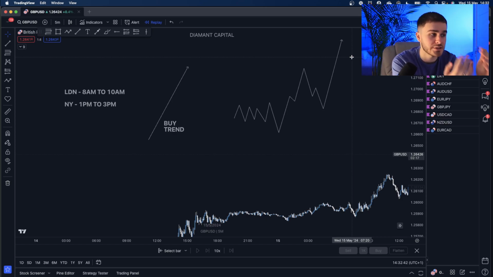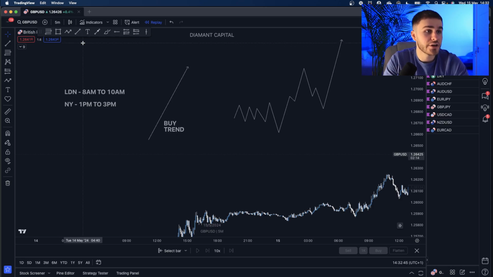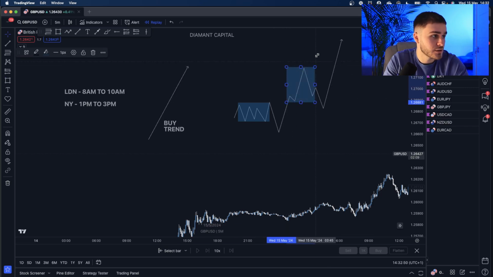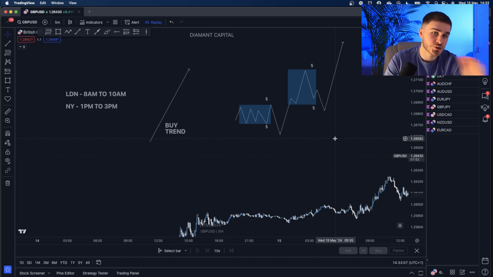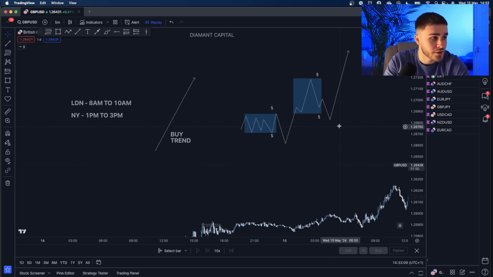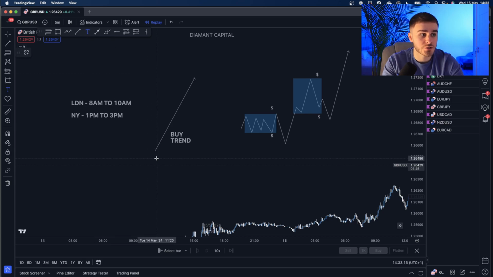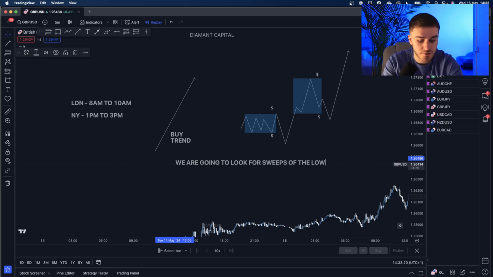Why is it called the liquidity theorem? Simply because whenever each session actually finishes, what we usually tend to look for is something like this. We look for liquidity above or below. Once we get sweeps above and below these areas, that's when we can actually start to look for entries. So it's always after we get the sweep of that liquidity, whether it's the high or the low. Now, like I've said again, and let me reiterate this, if we are in the buy trend, we are going to look for sweeps of the lows.